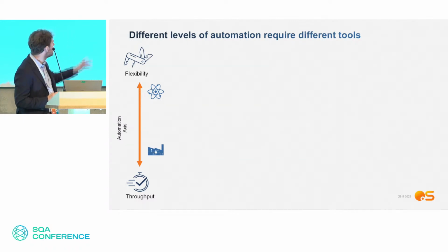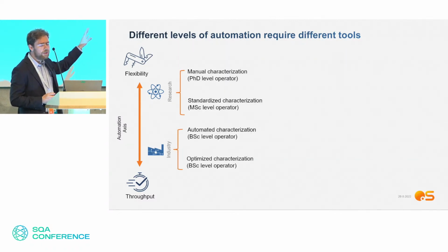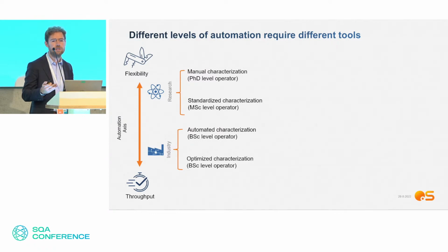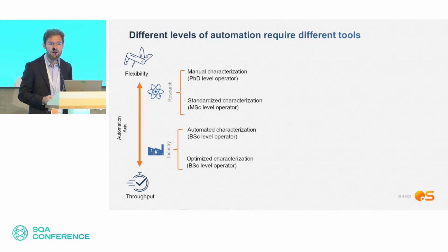So if we're looking at the first step, in the research phase, you don't want to automate things. If we're still figuring out new qubit designs, these protocols don't exist. You want to be flexible. You want to try whatever it is before you start bringing out the heavy guns. So you want to be very flexible. And I think this is also the point where, yes, we do need PhD level operators.